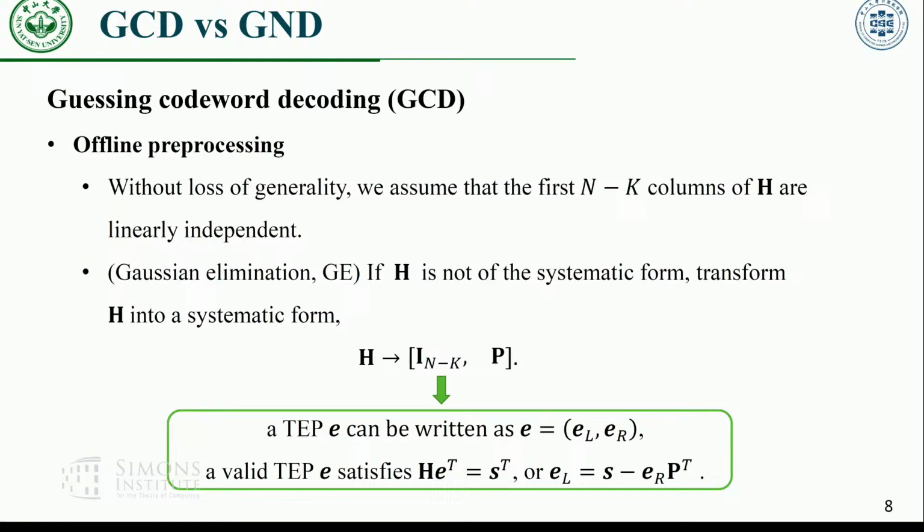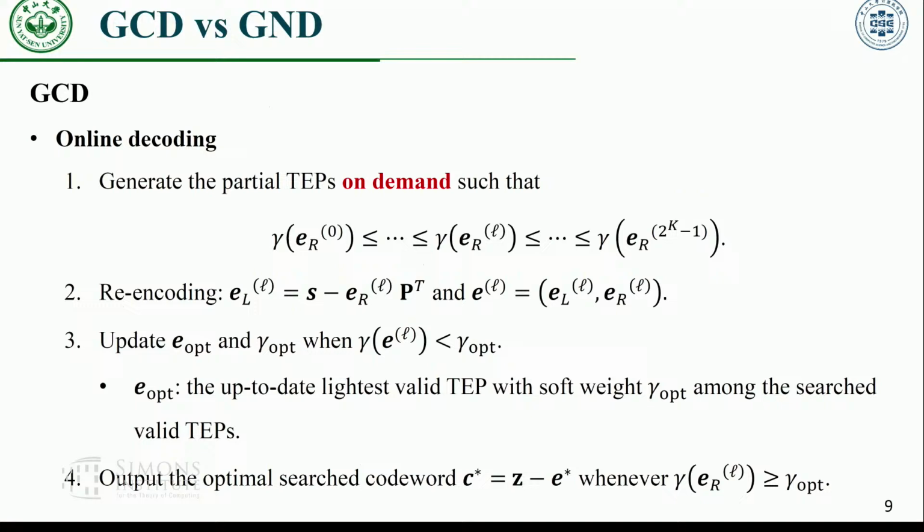So we only need to search E_R. Then we can use the following algorithm. Generate the partial TEPs on demand such that the soft weights are non-decreasing. Then we re-encode and update. During the search, we always keep the up-to-date lightest valid TEP with soft weight gamma OPT among the searched valid TEPs. Then if the soft weight of E_R is greater than or equal to gamma OPT, we can definitely output the codeword. That is the optimal one.